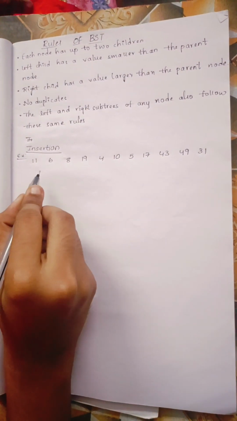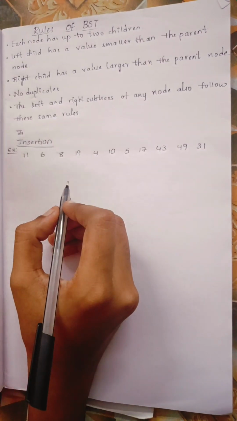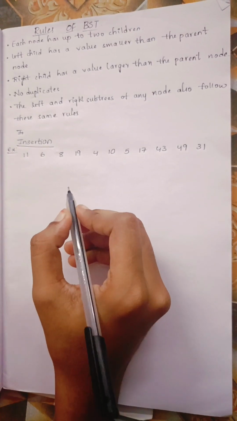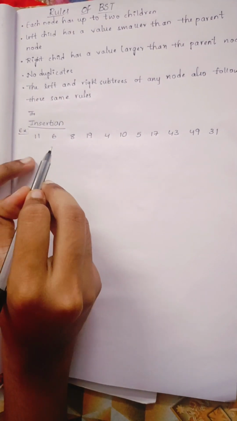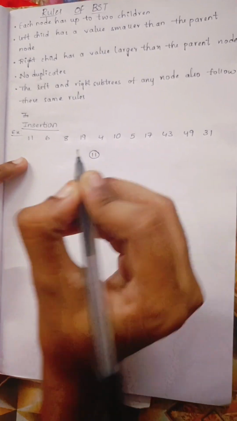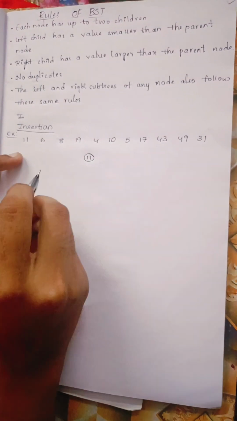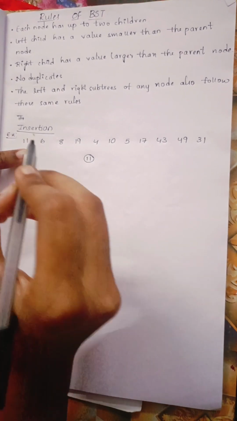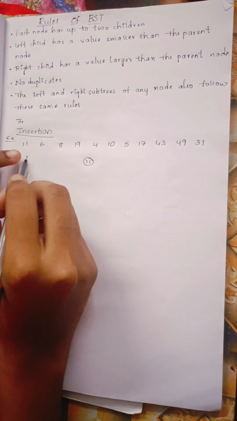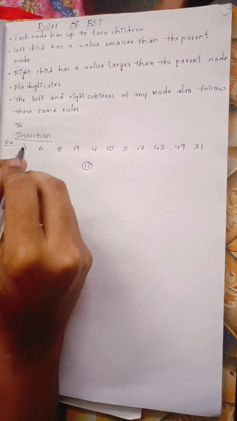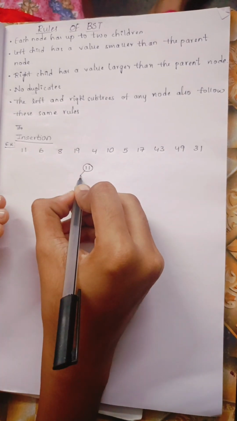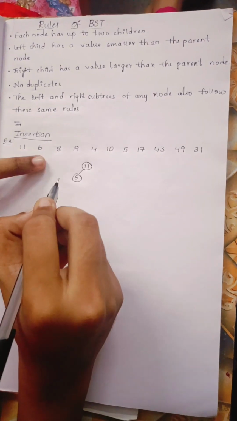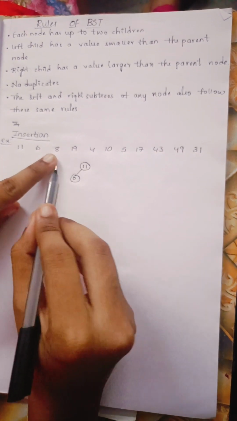So let us see the example for insertion. As I said above, we need to follow those rules and do the insertion process. The first element is the root node, or parent node. The second element is 6. So what is the relation between 6 and 11? 11 is greater than 6, so it should be inserted left of the parent node. See the first rule.